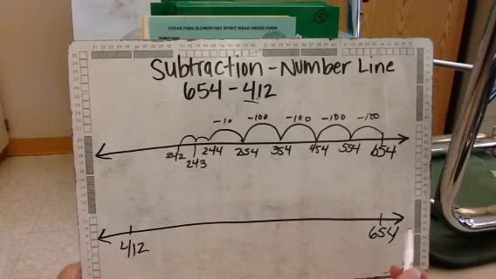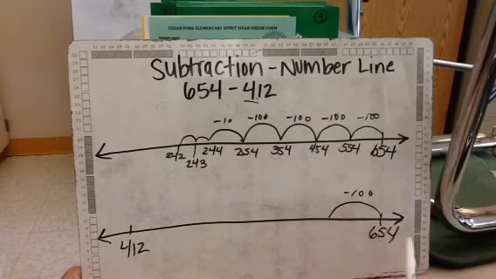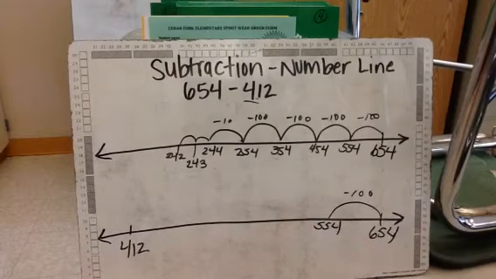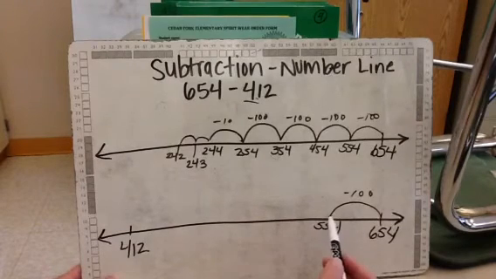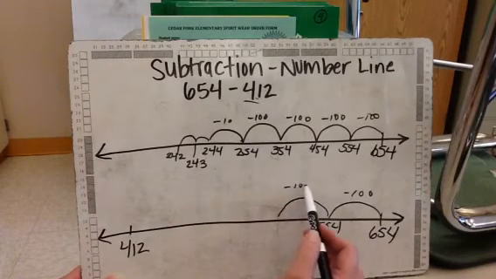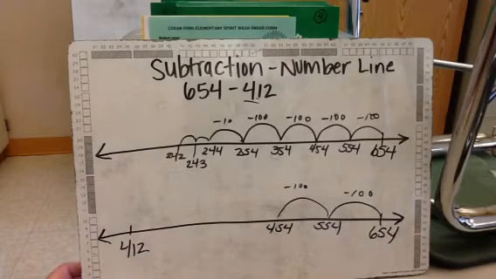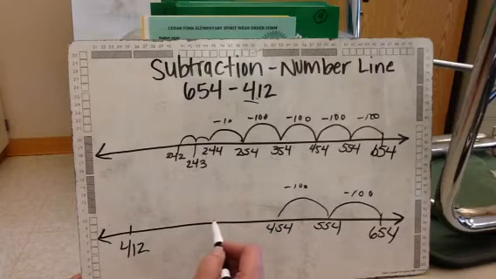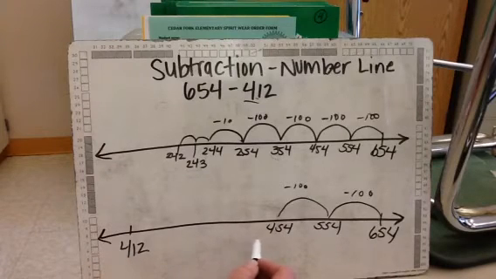So I'm going to subtract 100. So if I subtract 100, that gets me to 554. Now I have to think to myself, can I subtract another 100? If I subtract another 100, that would be 454. Okay, so that is safe for me to do. I can subtract another 100. And now I'm at 454. Okay, if I subtract another 100, that's going to get me to 354. And that's further than where I want to be. So I cannot subtract another 100.